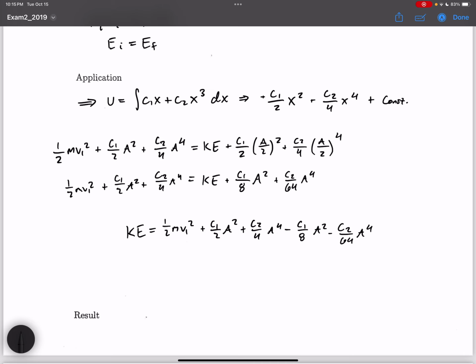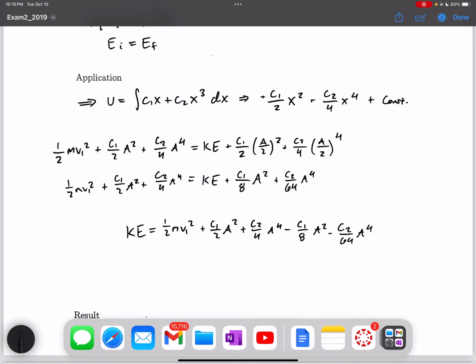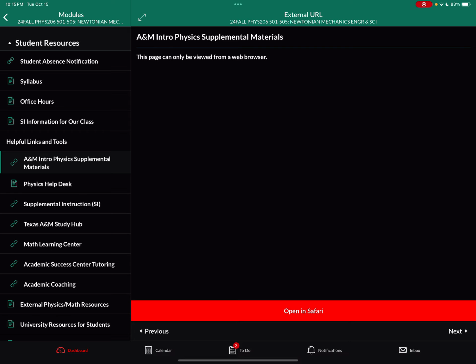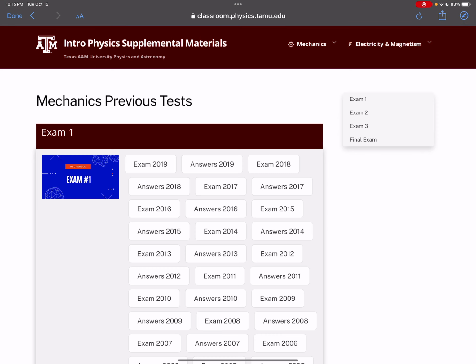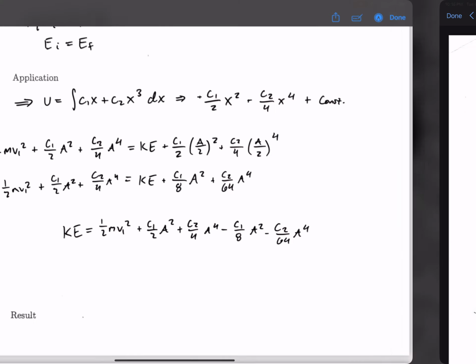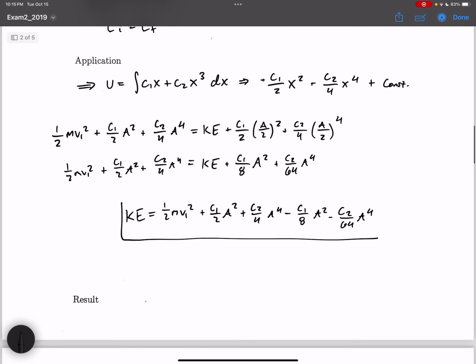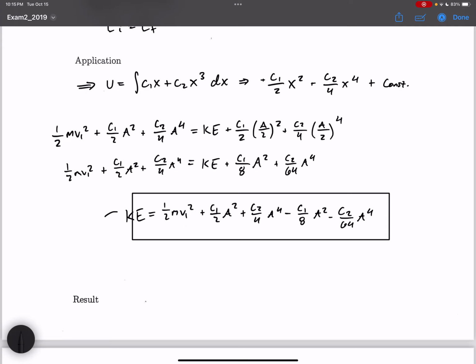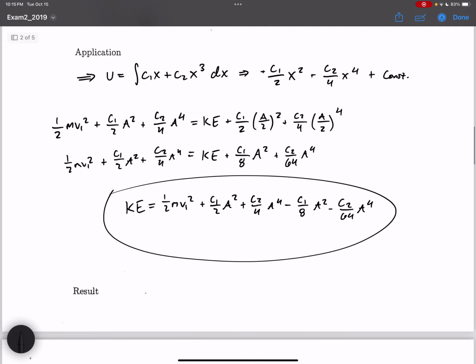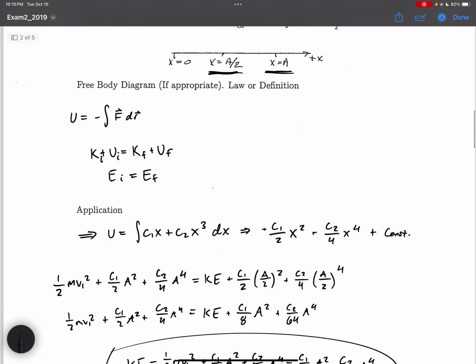Okay, so I don't know if I have the answers pulled up here, but we can check this out. Answers from 2019. Okay, so yes, as you can see, we have the right answer, and you can combine these terms together if you wanted to, but I'm not going to. So I would leave it like this, and just put that in the results section. So there you go, that's the first question. Okay, so that's not too bad. We use conservation of energy and potential energy.